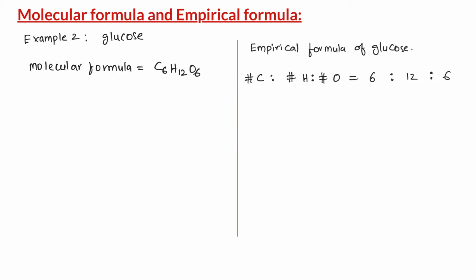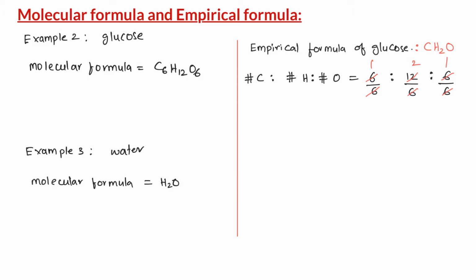To reduce this to the simplest ratio, we divide all the numbers by the smallest one. In this case, it is 6, which reduces the ratio to 1:2:1. Therefore, the empirical formula is CH2O. Example 3. Water. The molecular formula of water is H2O, that is, 2 hydrogens and 1 oxygen per molecule.